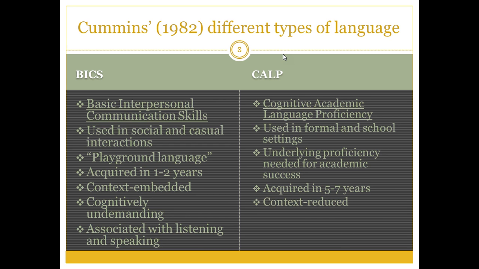Generally, the context is reduced. You don't have as many physical cues, and the assumption there is that you're using CALP with reading and writing, not with social language, so there aren't the physical cues that you would normally have. And then also it tends to be cognitively demanding.